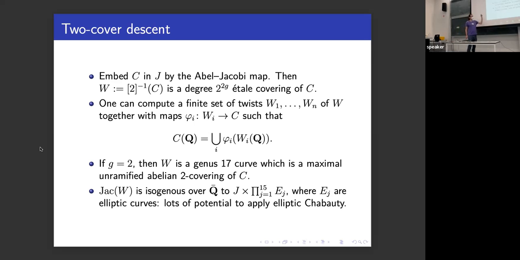And in fact, what is nice here is that in the genus 2 case, the Jacobian of this genus 17 curve has a very nice structure. So over Q-bar, up to isogeny, you've got the Jacobian of the original curve, this two-dimensional factor. And then the remaining 15-dimensional part is in fact geometrically a product of 15 elliptic curves. So this gives us lots and lots of potential to apply elliptic Chabot.